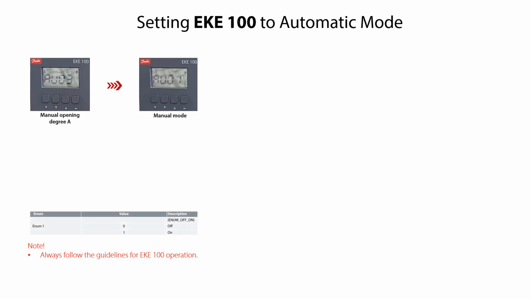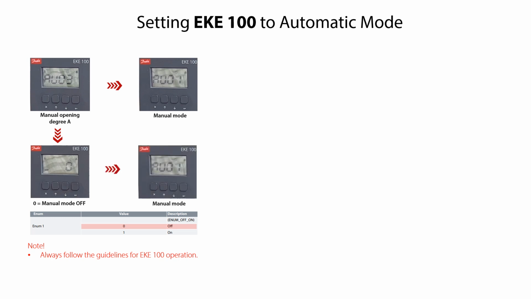Once the manual valve A operation is completed, then we need to reset the EKE 100 to automatic operation mode, and it is done as follows. From the AU03 mode, press the arrow up key several times to access the manual mode, specified as AU01. Press the Enter key to access the available modes. As seen from the manual mode overview shown here, the value should be set as 0 to set the manual mode to off, so that valve A is operated automatically. Press the Enter key to confirm the value and return to AU01 mode.